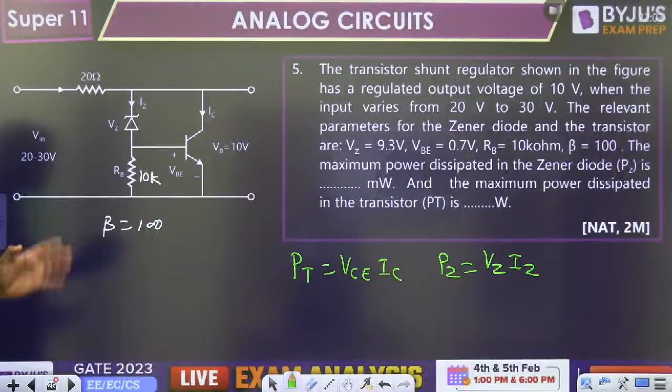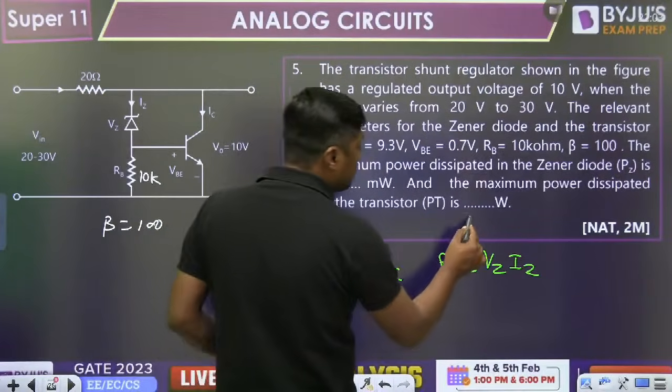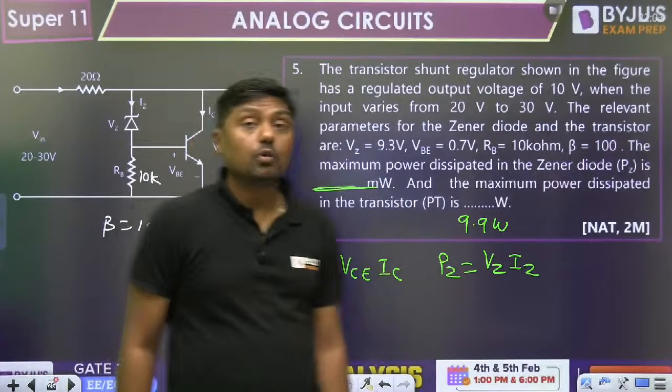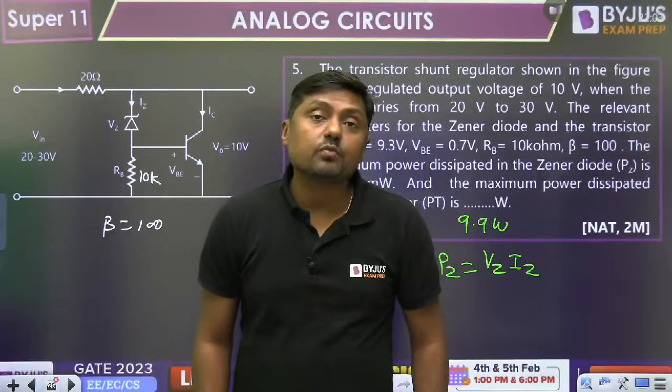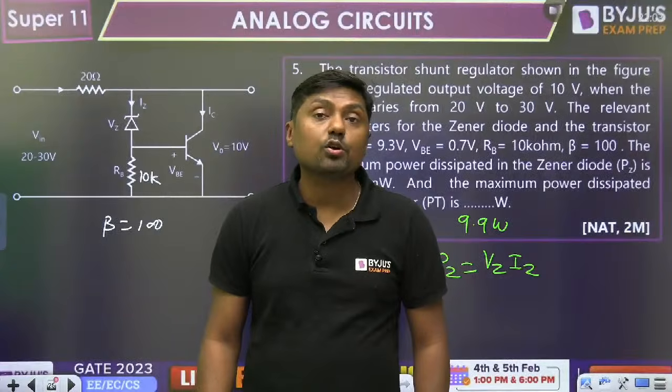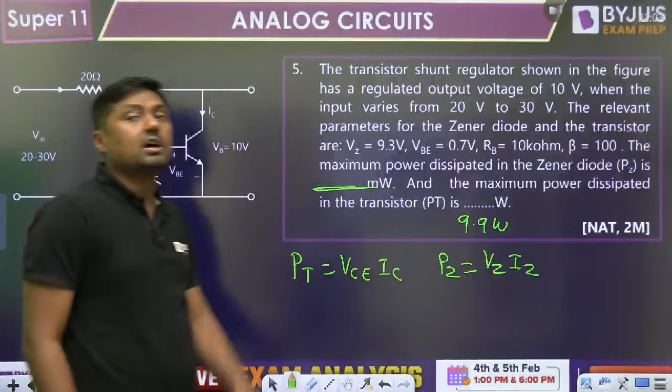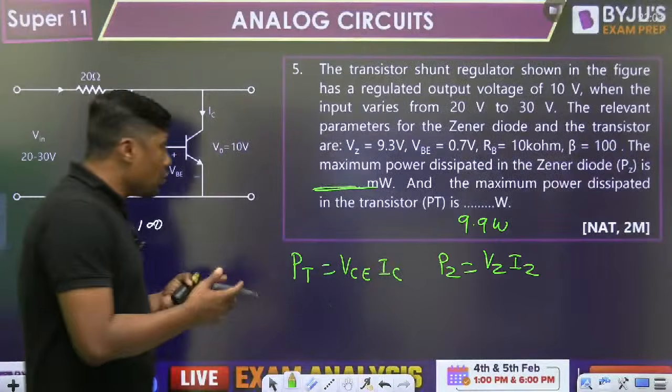Check my calculator, but that is the approach. It is asked in what? Remember the unit. And this is in milliwatt, because the power handling capacity of the Zener diode is less. The power handling capacity of BJT is very, very high as compared to the Zener diode. That's why we are using the BJT here. That may be the question, my dear friend.